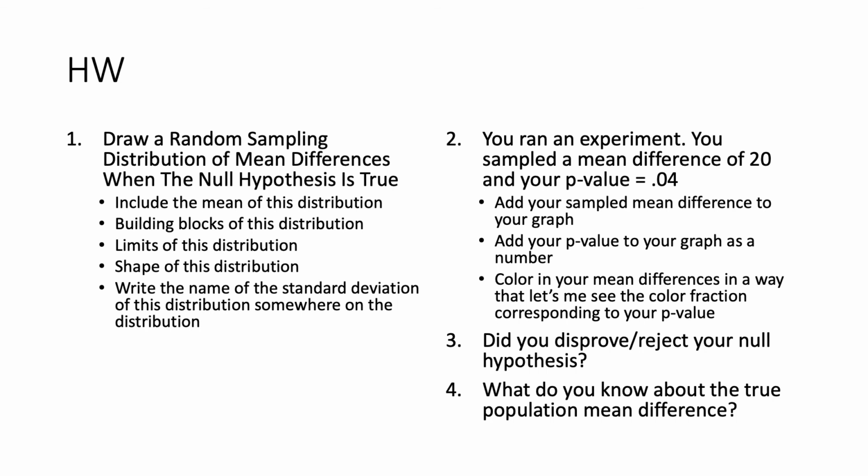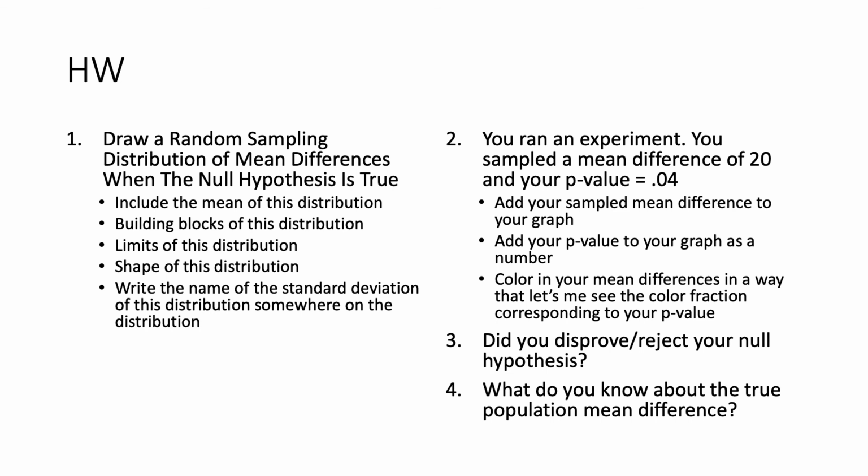You got your picture, you got your null hypothesis presented in a picture. Now you ran an experiment. You sampled a mean difference of 20 and your p-value is 0.04. Add your sampled mean difference to your graph. Add your p-value to the graph, as a number in the appropriate shaded areas. I want to see it in the appropriate shaded areas.